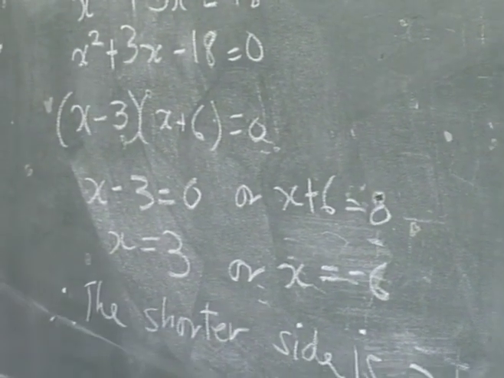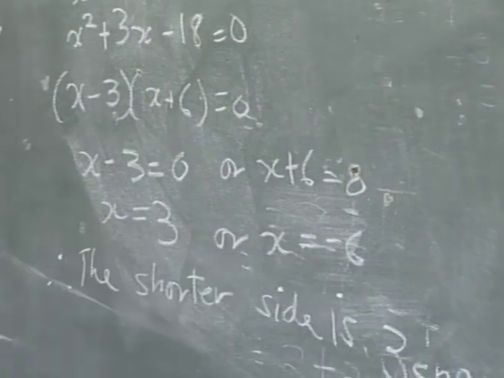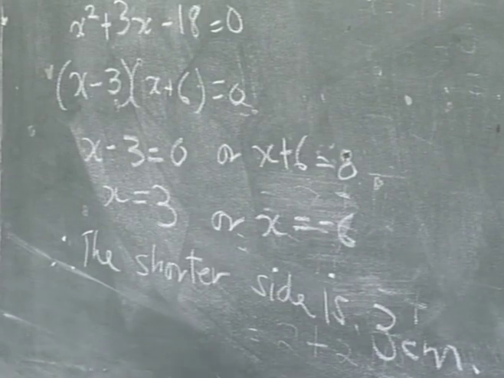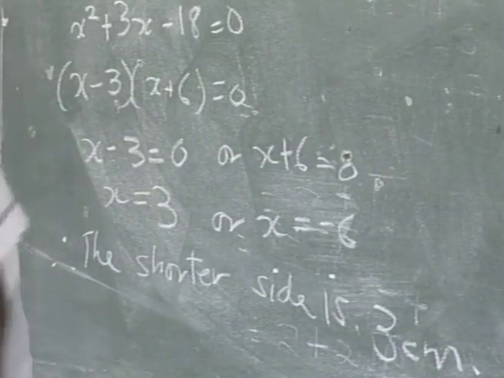But because it's talking about length, we disregard x equals negative 6, so the shorter side is x equals 3 cm. Good.